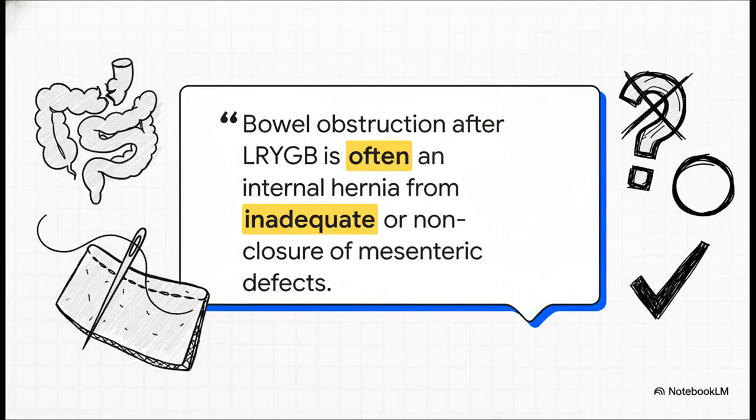If there is one thing you remember from this entire case, let it be this. An internal hernia after a Roux-en-Y is, for all intents and purposes, a technical error. Those little gaps in the mesentery that get created during the surgery are basically traps waiting for a piece of bowel to slip into. You have to close them, every time, no exceptions.